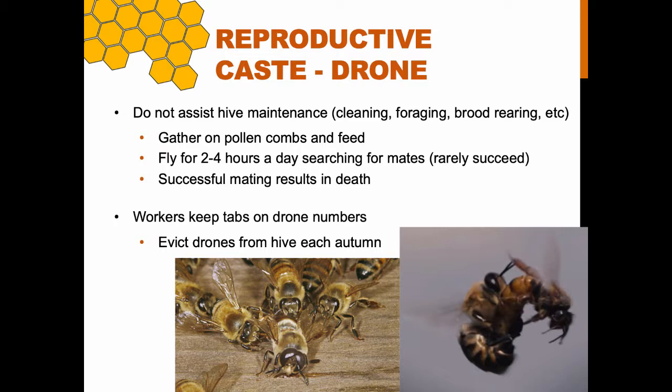So, drones. Like I mentioned before, drones are really useless except for doing it. They don't assist in any hive maintenance. They don't clean hives, they don't forage, they don't take care of young, they don't do anything. Basically, all drones do is that after they're born, they tend to hang out together on the pollen comb. It's kind of like going to the bar and sitting around with your buddies. They dig out the pollen, they eat it. You know, they talk smack about the queen or whatever they do. They don't do anything. They just hang out.